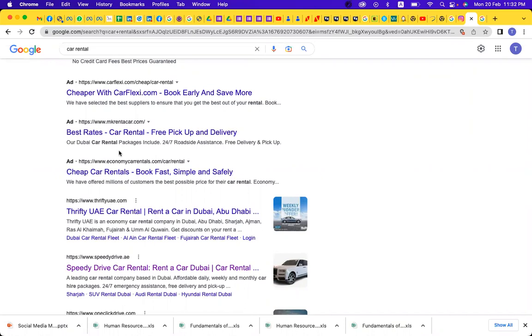Now, there are different types of Google Ads. These are what we call Google Ads, and there are several types. We have text ads, video ads, display or image ads, and shopping ads. These are the different types of Google Ads. Now, let's begin with the first, which is a text ad.